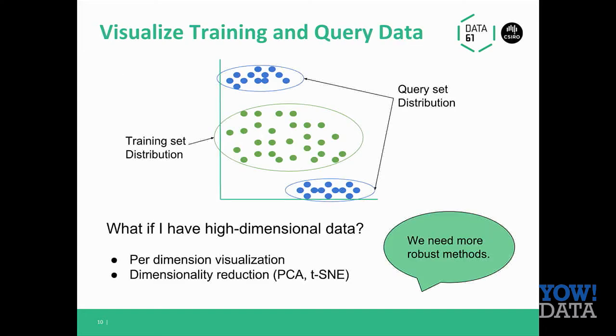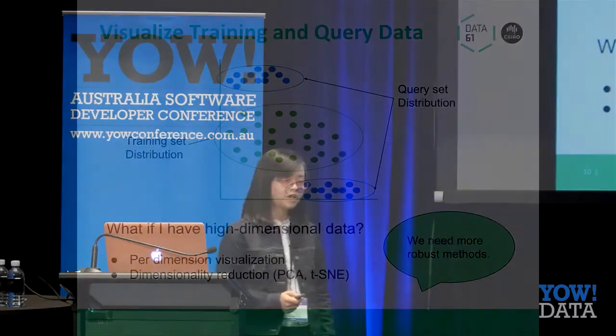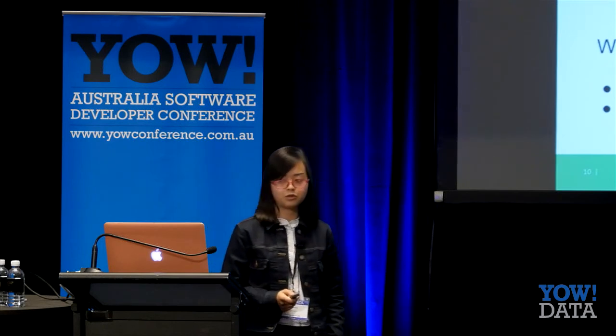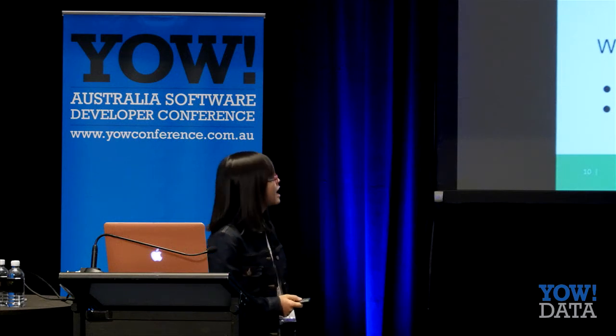So the most straightforward way is to plot both the training and query set together and see if it's obvious that they have different distributions. And you might ask me, what if I have high dimensional data, which is always the case in real-life projects? So I would first recommend a per-dimension visualization if your features are not like 100 or 1,000. After that, we would do a dimensionality reduction with PCA or t-SNE. Then we can visualize the dimensionality-reduced training and query set together on a 2D plot.